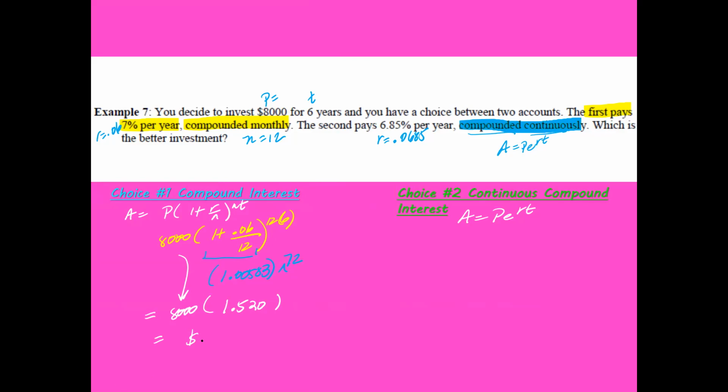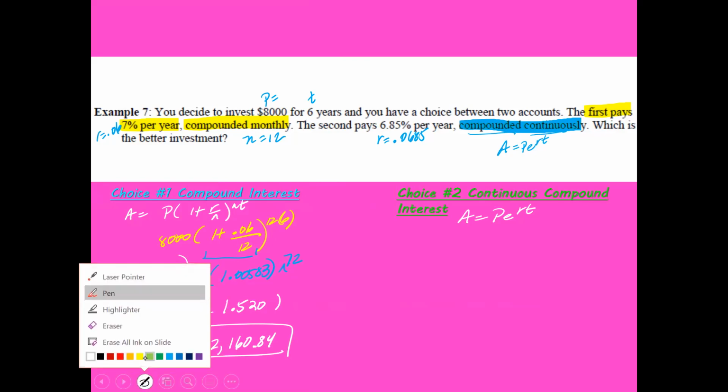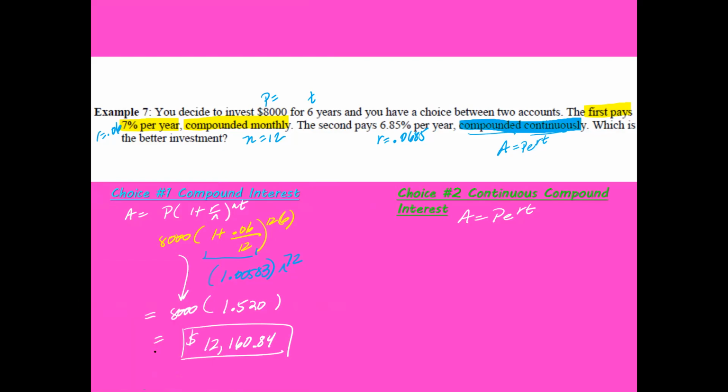And at the end of the 6 years, you will get $12,160.84, which is not bad. You almost doubled your investment. It's an extra $4,000.